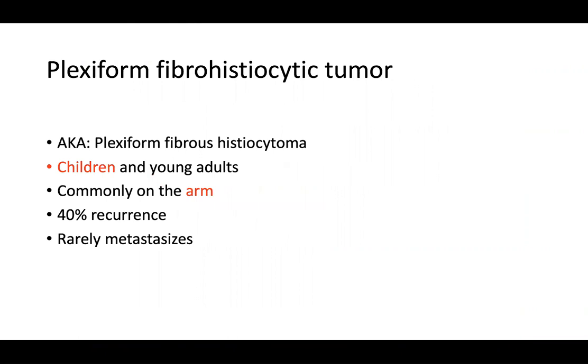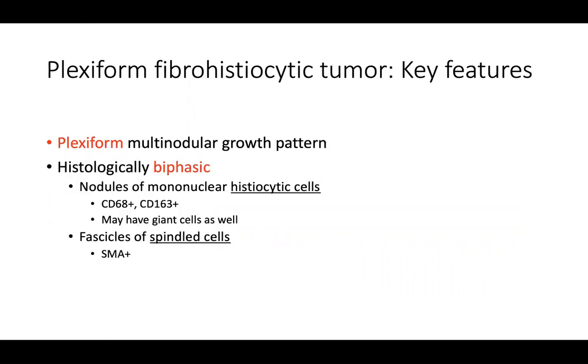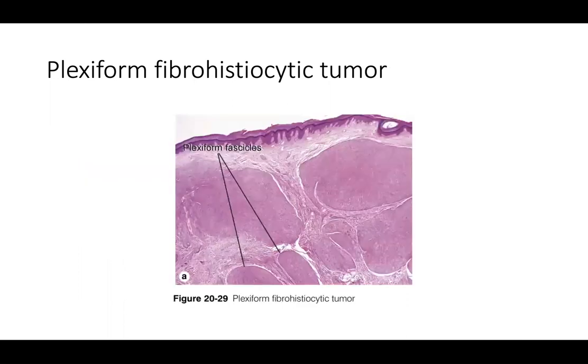Moving on to plexiform fibrohistiocytic tumor. This is also known as a plexiform fibrohistiocytoma in children and young adults, commonly on the arm. Usually they have about a 40% recurrence rate and they rarely metastasize. The key features of a plexiform fibrohistiocytic tumor include a multinodular growth pattern. So it's in a plexiform or multinodular growth pattern, as you can see here.